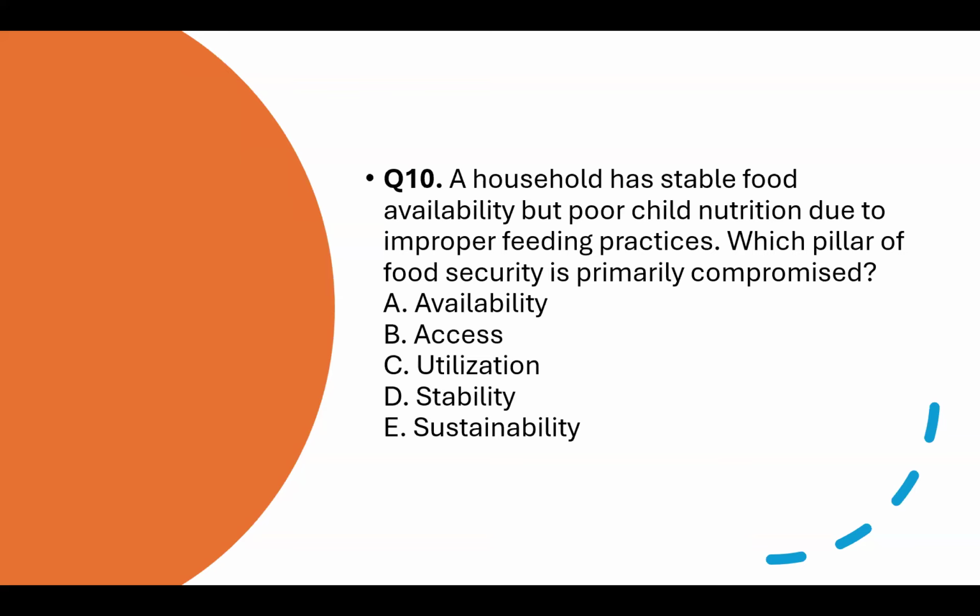A household has stable food availability but poor child nutrition due to improper feeding practice. Which pillar of food security is primarily compromised here? Availability, access, utilization, stability, or sustainability? Utilization. Utilization is the answer.